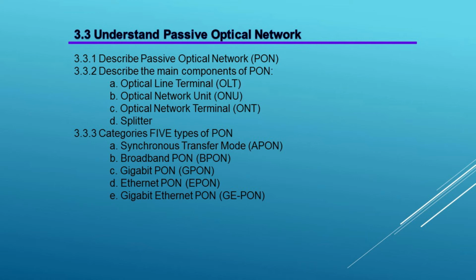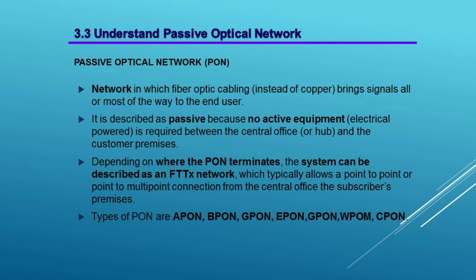3.3.3 Categories, 5 types of PON. A. Asynchronous transfer mode PON (APON). B. Broadband PON (BPON). C. Gigabit PON (GPON). D. Ethernet PON (EPON). E. Gigabit Ethernet PON (GEPON).